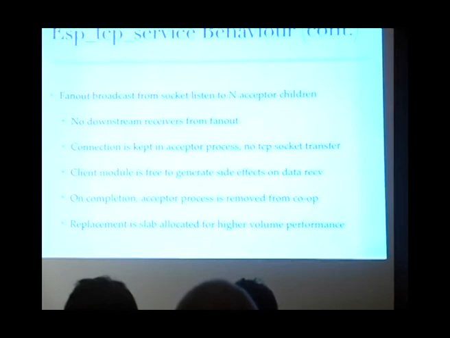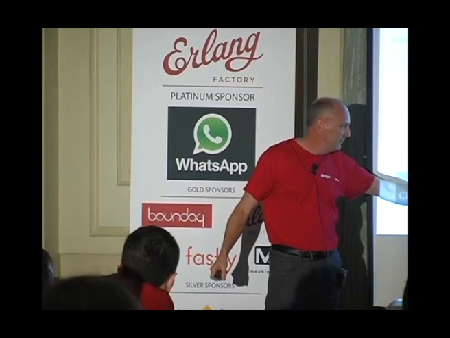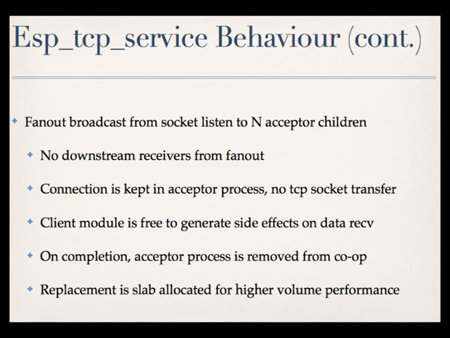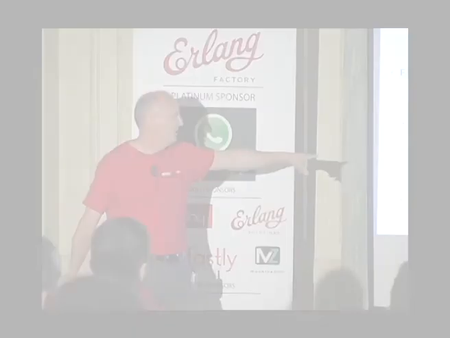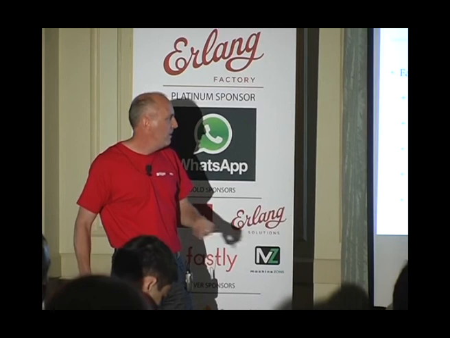But in your client module, you could receive the data and send it to another process, and you could actually transfer the socket if it's on the same VM node. I don't transfer the socket. I try to keep it in the original process just to cut down on the work that's done. So yeah, there's no socket transfer. You can use side effects in the client module. And then on completion, the acceptor process will go away and do the slab allocation.